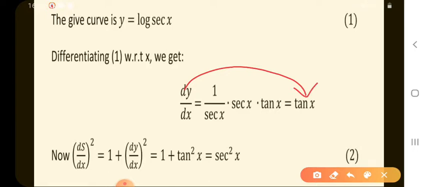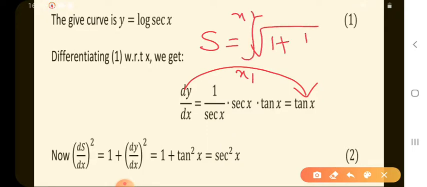This is the dy by dx value. Tell me, what is the formula of s? S equals integral from x1 to x2 of root of 1 plus dy by dx whole square dx. This is the formula of length of arc, okay? Already we have limit values. What are the limits? 0 to pi by 3. And already we found dy by dx.